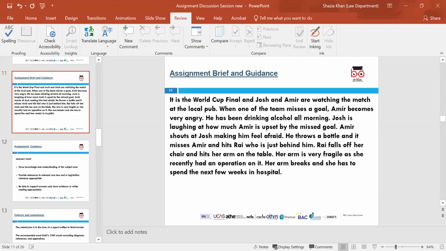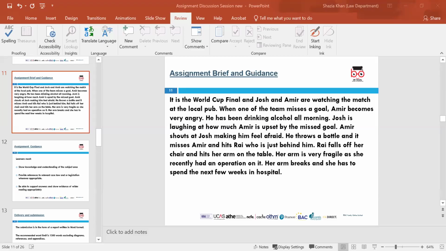In regards to the classification of offences, what offences would matter here? In Amir's situation, it might lead to a violent offence classified under the law. So it might be assault, okay? If Amir shouts at Josh and causes him to feel afraid, it might amount to assault. In criminal law, assault can occur if a person intentionally or recklessly causes another to fear immediate unlawful violence. Here, the actus reus in Amir's action was shouting angrily at Josh, and the mens rea was intent or recklessness to cause fear or harm.